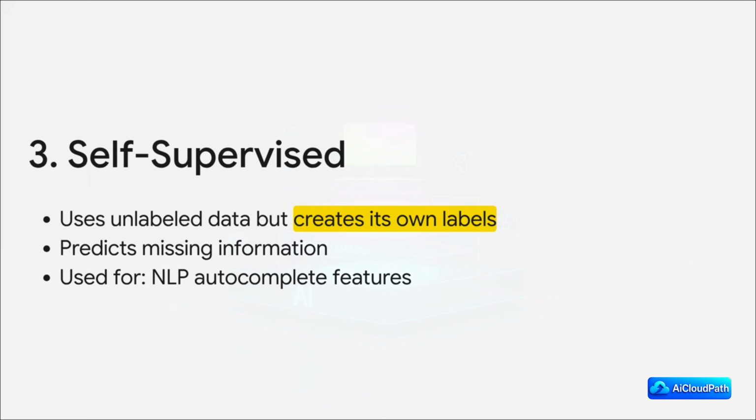It's called self-supervised learning. It starts with unlabeled data, just like unsupervised, but here's the trick. The model makes its own practice questions. For instance, it'll take a sentence, erase a word, and then its goal is to guess the missing word. It's basically teaching itself the structure of the language. This is a total game changer for things like autocomplete, where you have mountains of text data, but no one to label it at all.